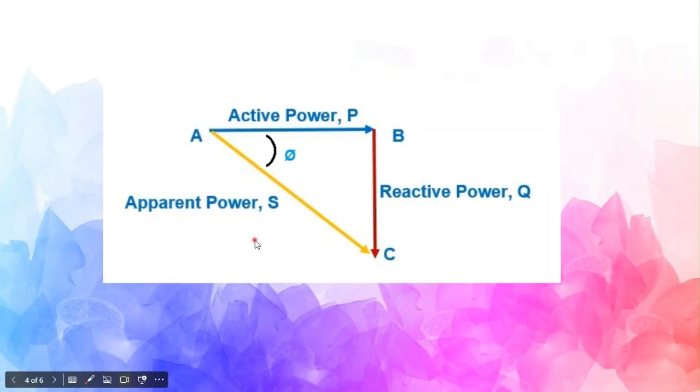Now, I hope you have understood what is active power, what is reactive power, what is apparent power. Current in the same phase, current is leading or lagging, and this is the derivation of these two things. Pythagoras theorem, simple.